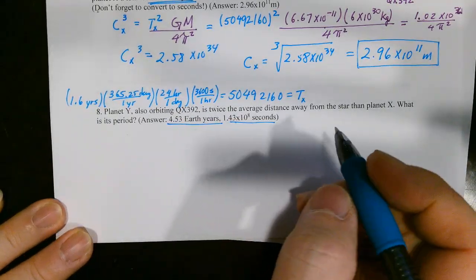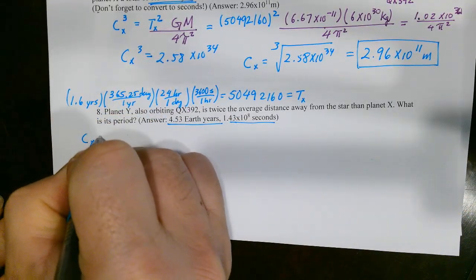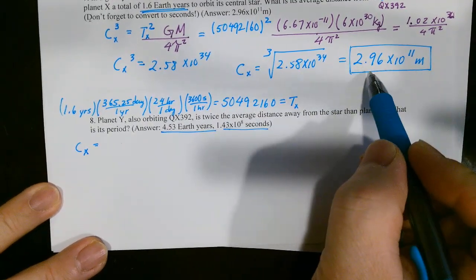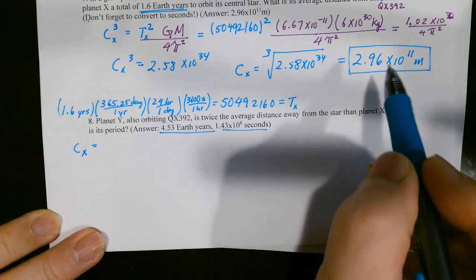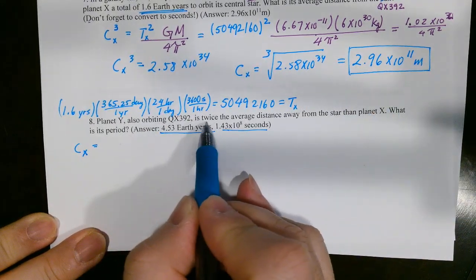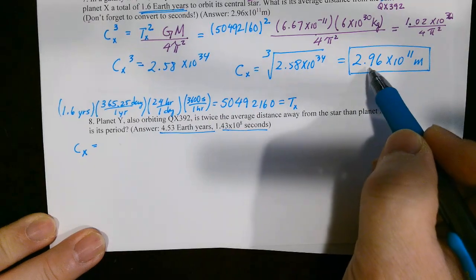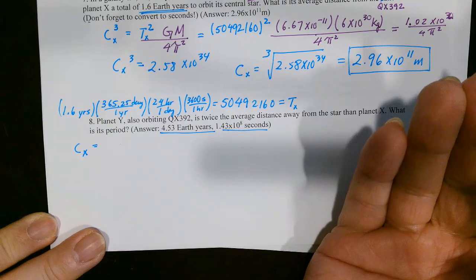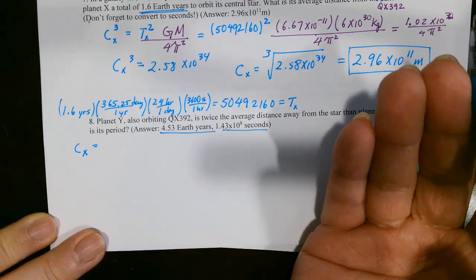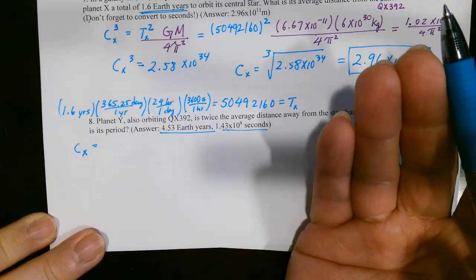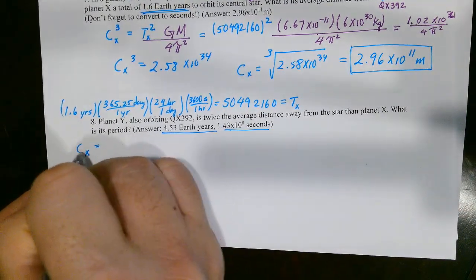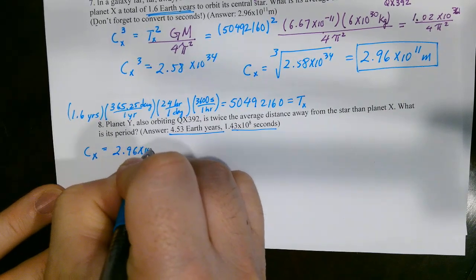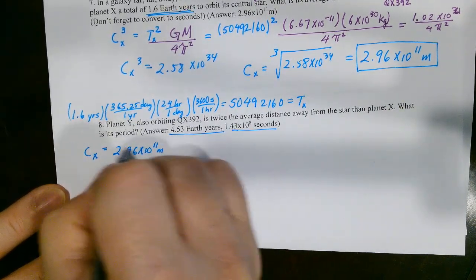Now, we already know that Cx is equal to this much. But since they gave us twice the average distance away, it is this, or you could just say Cx. I don't know if that makes sense, but you could just say Cx. So you could just simply say 2.96 times 10 to the 11th if you want to.